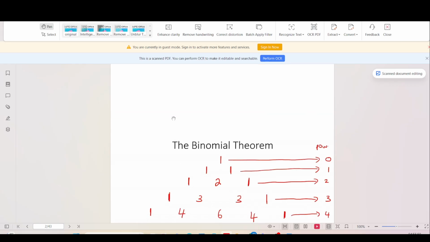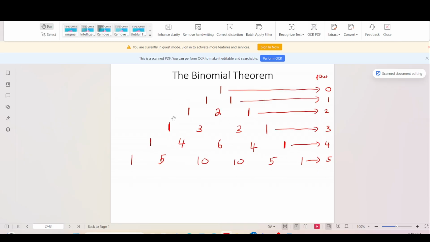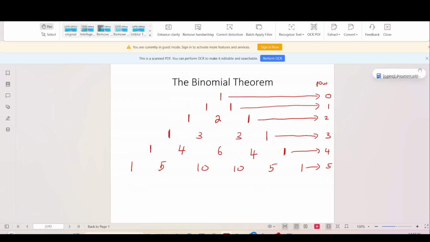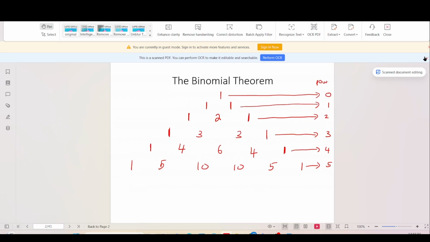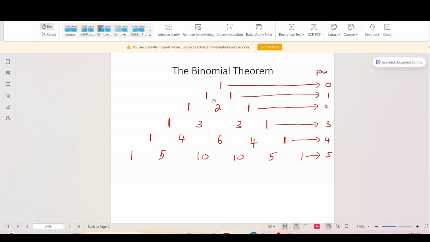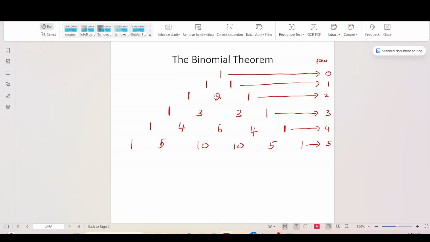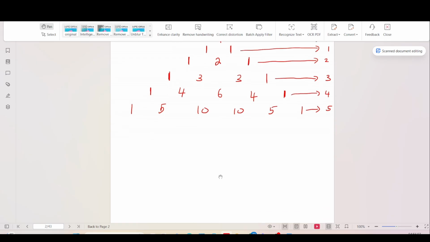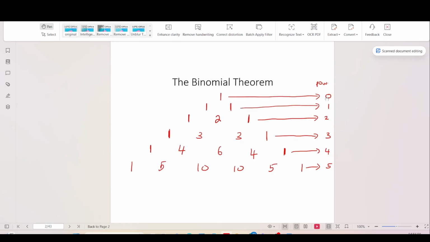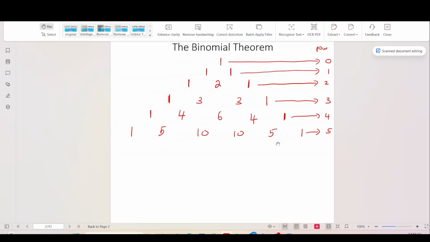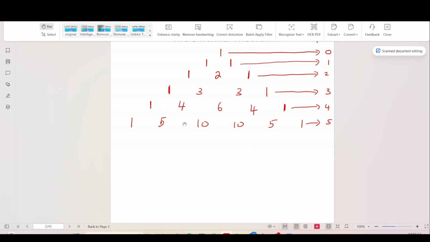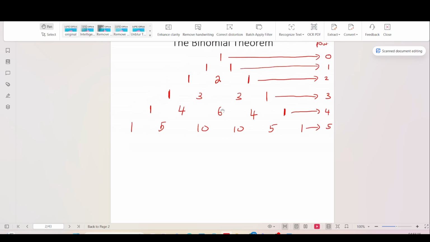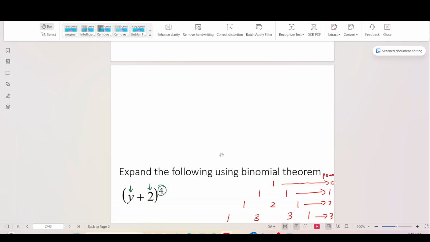Okay, so for binomial theorem, you should know how to make Pascal triangles. So we start with 1, then 1 1, and just add two adjacent values to get the next value. 1 plus 1 is 2, and each of them corresponds to a power. 1 4 6 4 1 is for the fourth power. You can go backward or forward using that.